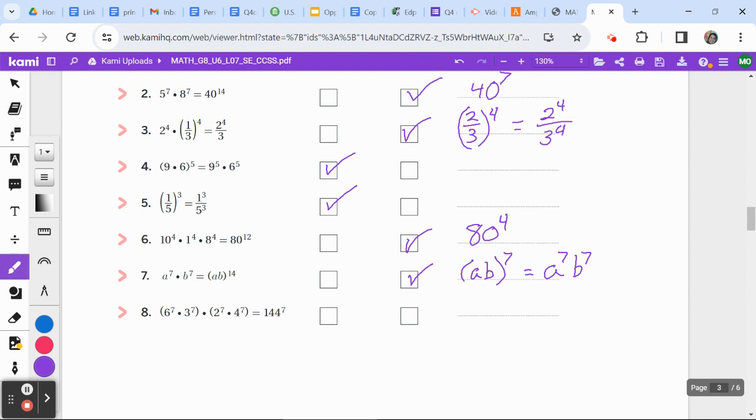And let's see. Well, they kept the power of 7, so that's good. Well, we have 18 to the 7th times 8 to the 7th. And 18 times 8 is 144. So that one was written correctly as well.